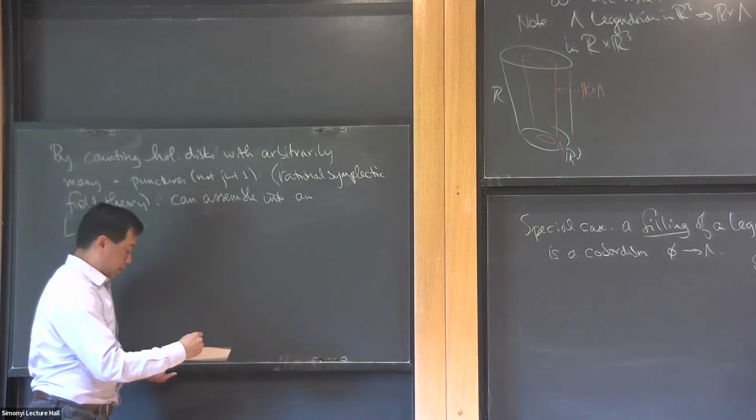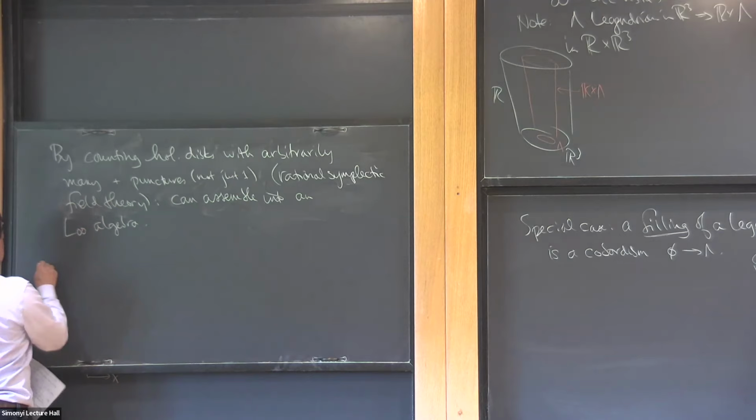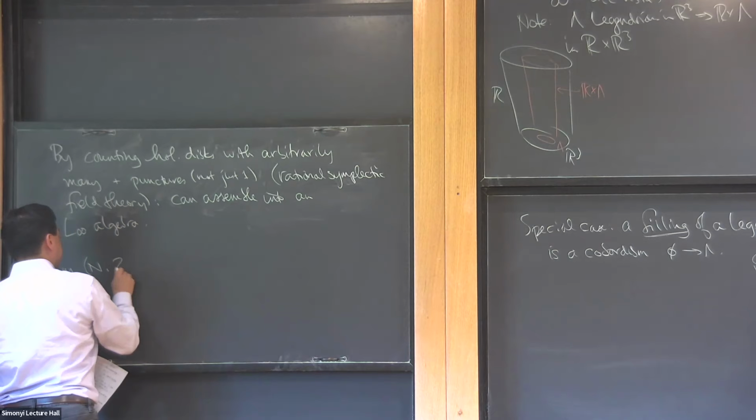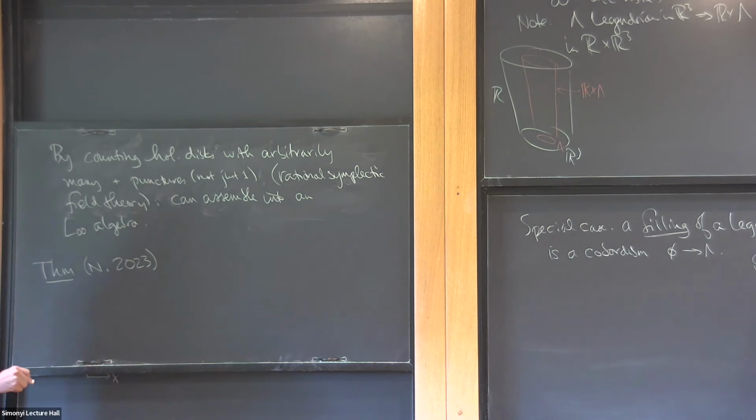So this theorem is from last year. When I was going back through my old papers, I found an old paper on rational symplectic field theory from, as I said, probably 2010, where I realized the introduction amusingly says, also you can construct an L infinity algebra out of this and this will appear in future work. So it just took an additional 13 years or so for it to actually come out.